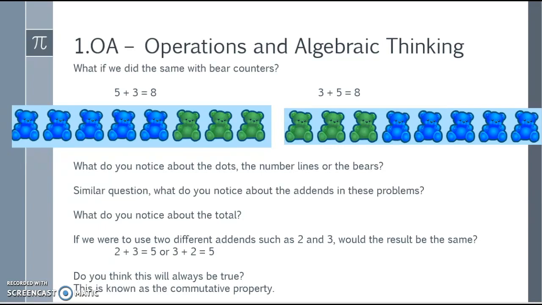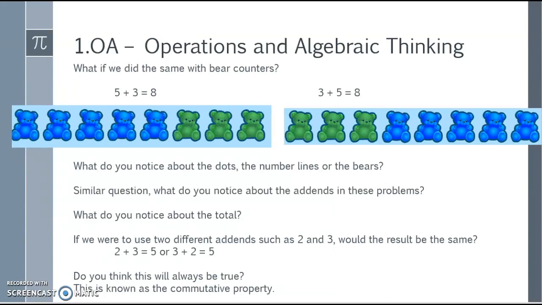So add-ins are the numbers that we're adding together. 5 and 3 are the add-ins. What do you notice about the total? Well, we see it's always the same. I would encourage you to use other counters and use different add-ins, such as 2 and 3. Would the results still be the same? Well, it's 2 plus 3 is 5, or 3 plus 2 is 5.